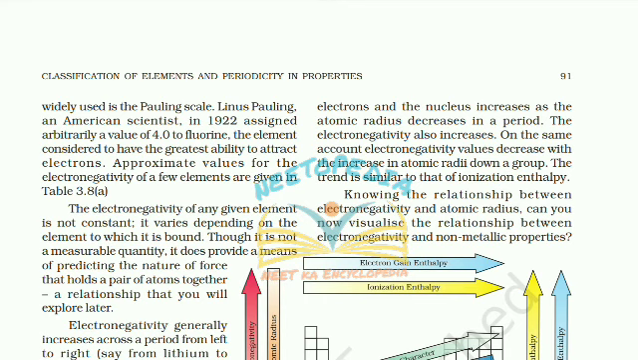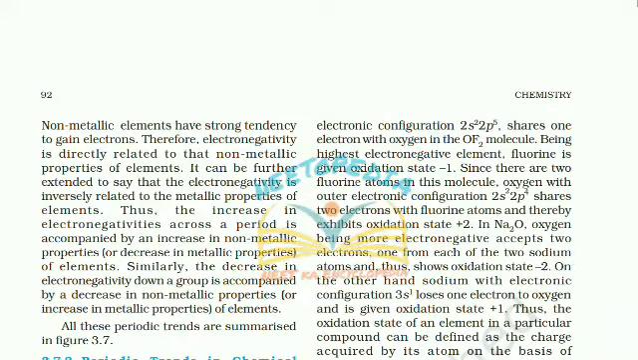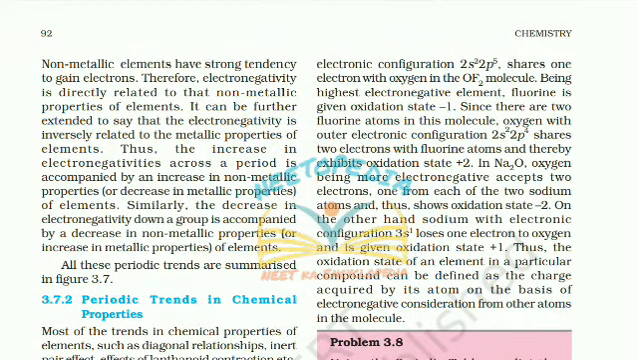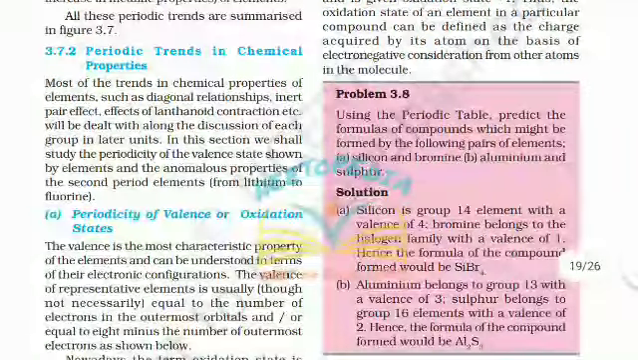Knowing the relationship between electronegativity and atomic radius, can you now visualize the relationship between electronegativity and non-metallic properties? Non-metallic elements have a strong tendency to gain electrons. Therefore, electronegativity is directly related to the non-metallic properties of elements. It can be further extended to say that electronegativity is inversely related to the metallic properties of elements. Similarly, the decrease in electronegativity down the group is accompanied by a decrease in non-metallic properties or increase in metallic properties of elements. All these periodic trends are summarized in Figure 3.7.